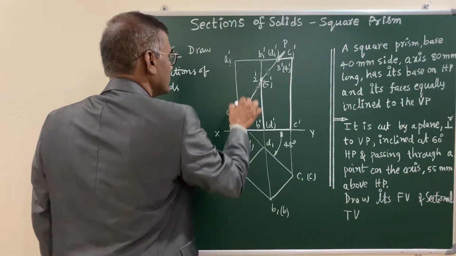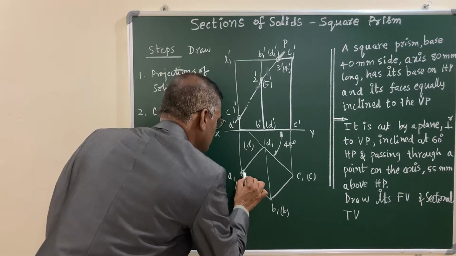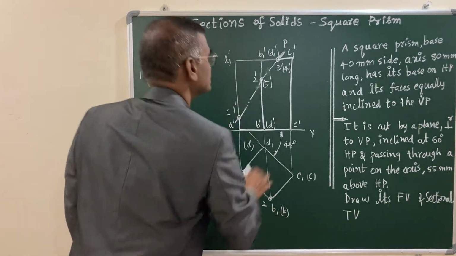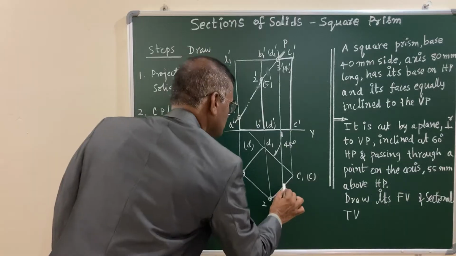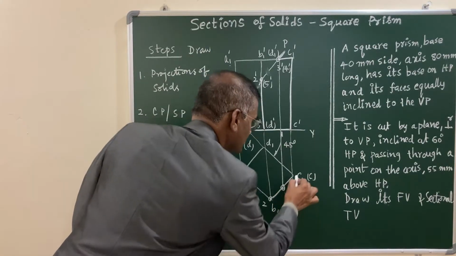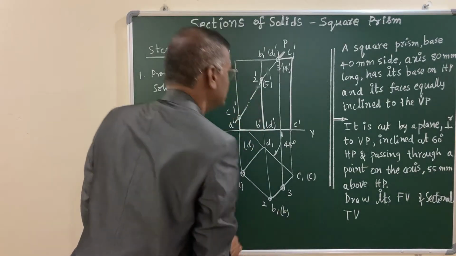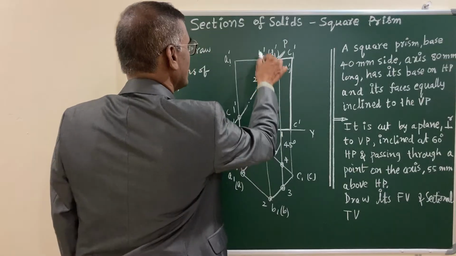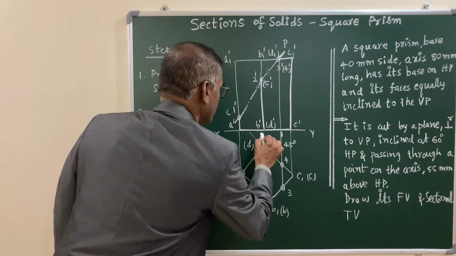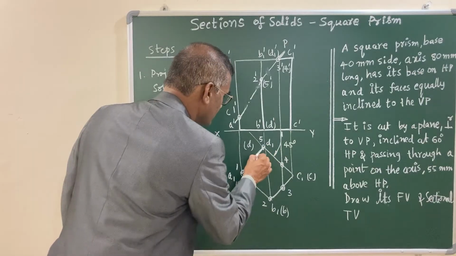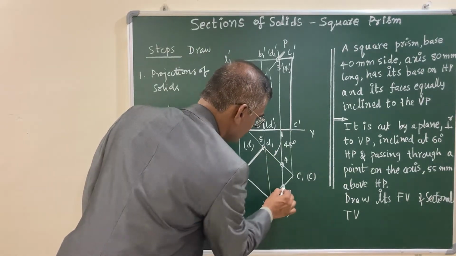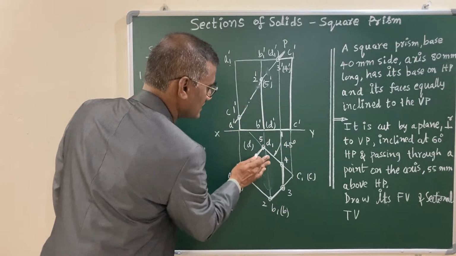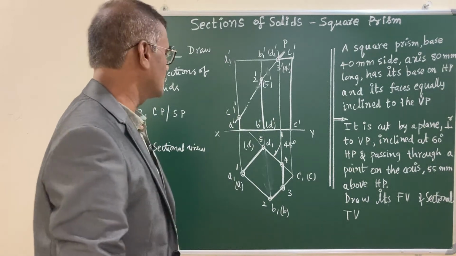Your A prime A, that is 1 prime, this point itself is your point 1, and this itself is your 2. Draw the projector up to BC, that is your 3. 4 is on the other end, that is this is your 4, and 5 is this point 5. So join all this with HB pencil, and this is your required sectional top view.